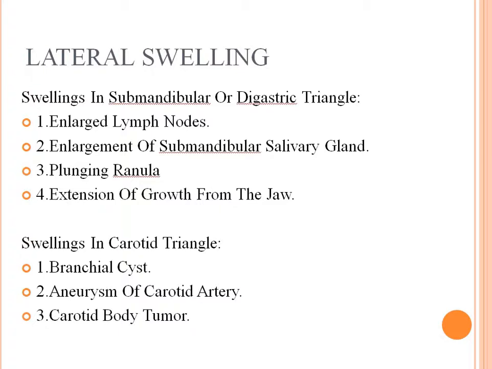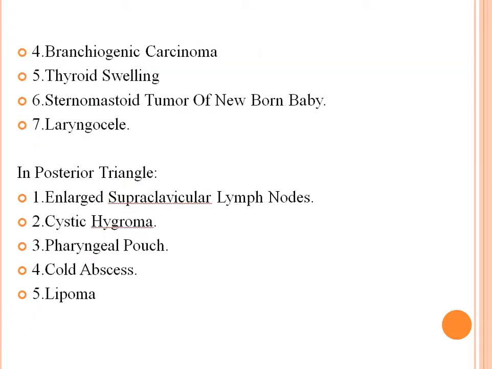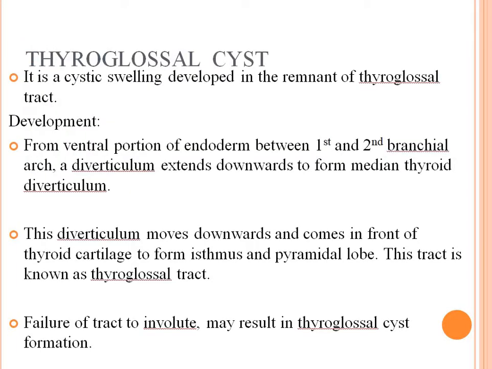In the lateral swellings, in the submandibular or digastric triangle, there are the enlarged lymph nodes, the enlargement of the submandibular salivary glands, the plunging ranula, extension of the growth from the jaw. Swellings in the carotid triangle are the branchial cyst, aneurysm of the carotid artery, carotid body tumor, bronchogenic carcinoma, thyroid swelling, sternocleidomastoid tumors of the newborn baby and the laryngocele. In the posterior triangle, there is an enlarged supraclavicular lymph node, cystic hygroma, pharyngeal pouch, the cold abscess, lipoma, the subclavian aneurysm, the cervical rib, the sebaceous cyst, lipoma, hemangioma, neurofibroma.